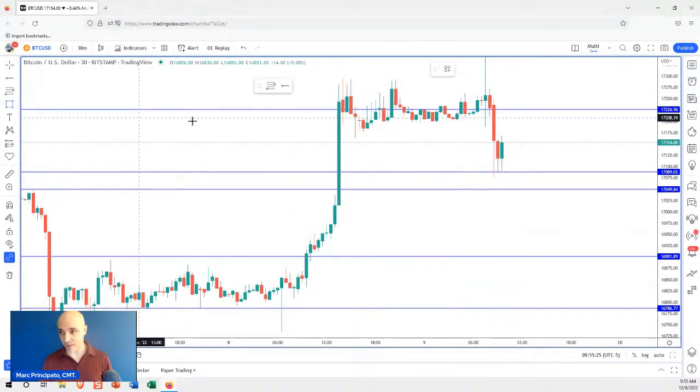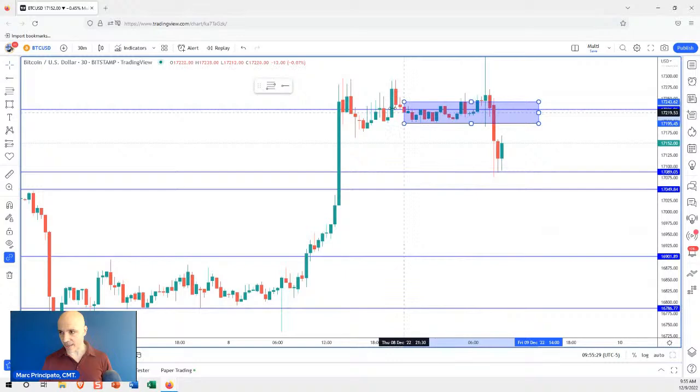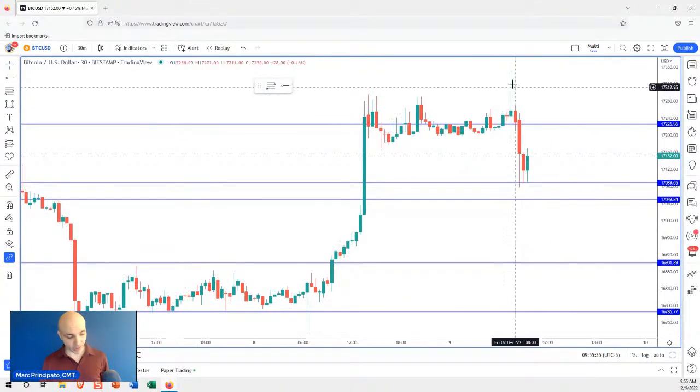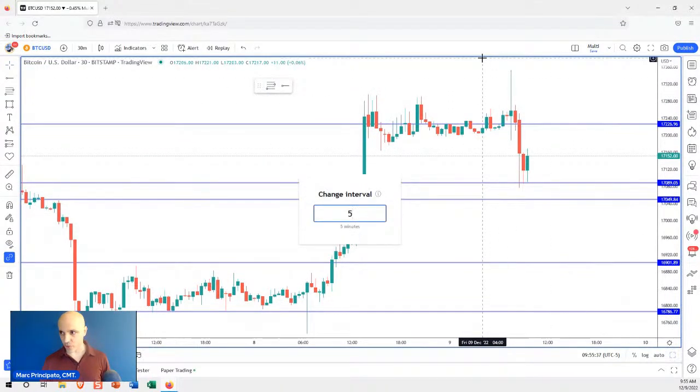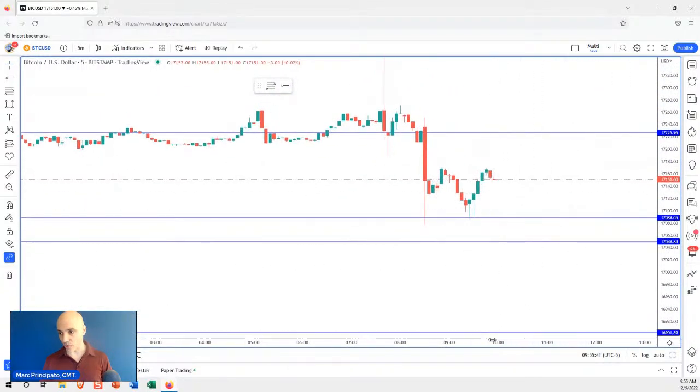If this turns out to be a long, I'm targeting this area. I'm targeting this area only. I'm not targeting beyond that because I want something reasonable and high probability. So that brings me over to the 5-minute chart. What we've gathered so far is I should be leaning toward longs.